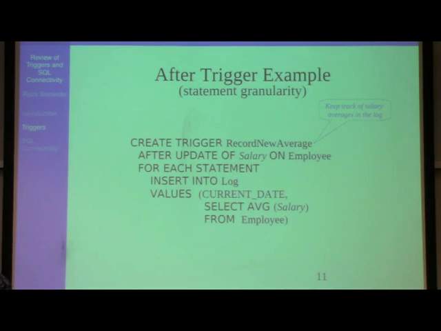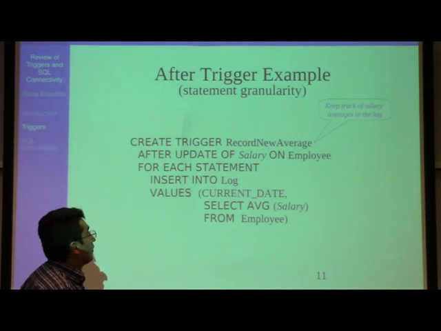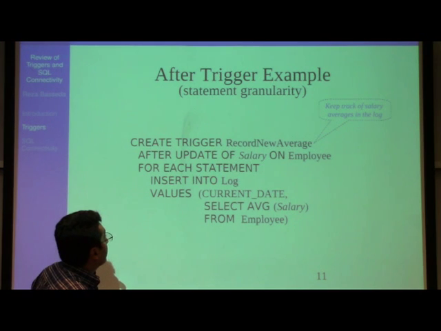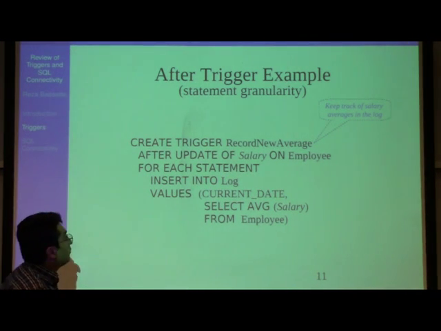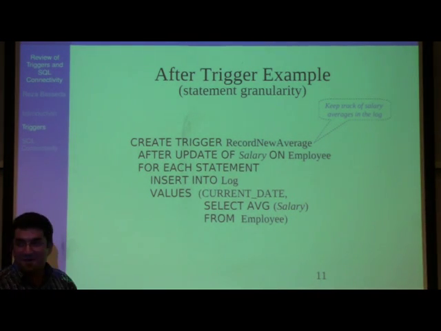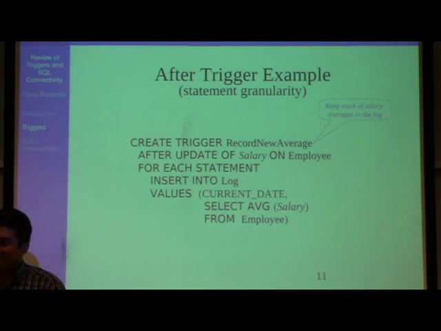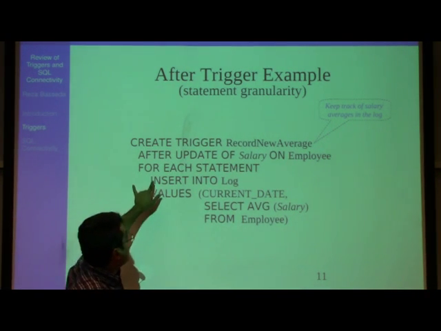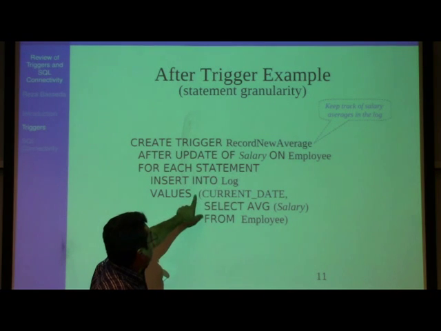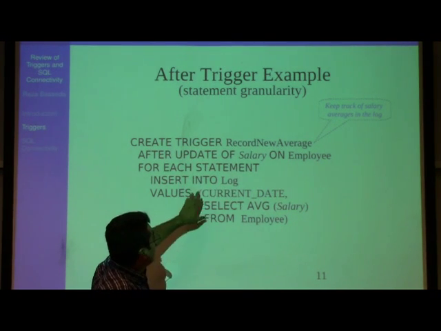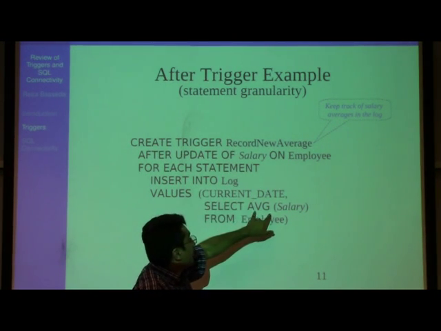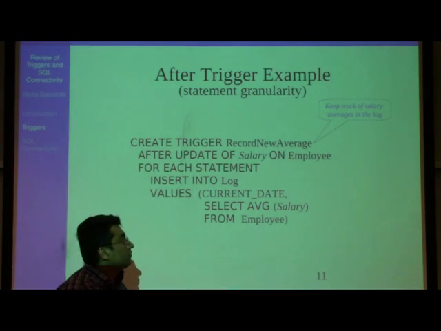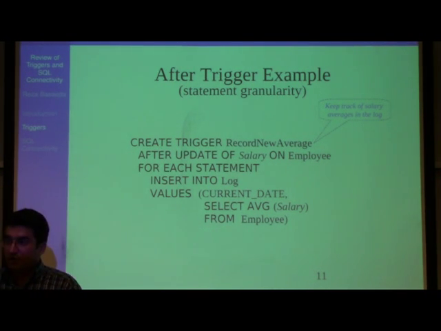Now this is a statement level trigger. So we are creating a table and we are logging basically. After updating salaries for each statement, we insert everything into a table called log with the current date, the average salary, and that should show the trace of the average salaries.